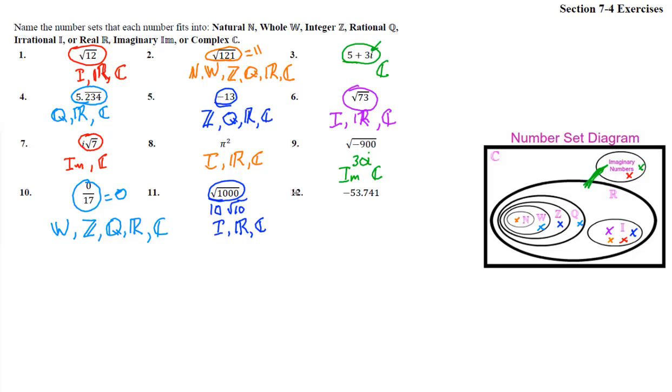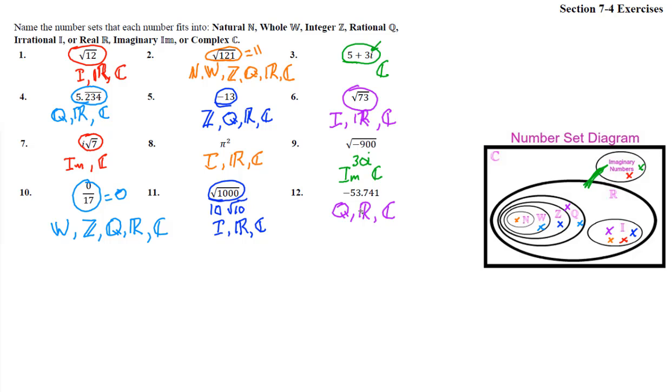And number 12. Negative 53.741. That's a decimal that terminates. If it stops, then it's a rational number, which is right here. So it is rational. Notice it's not an integer because it has a fraction part. So it's rational, which is part of the real numbers and which is part of the complex numbers.